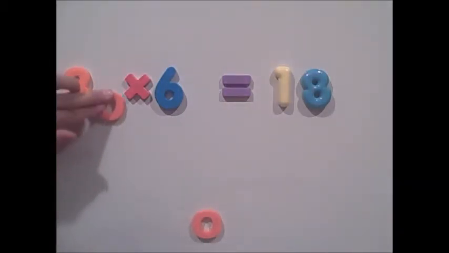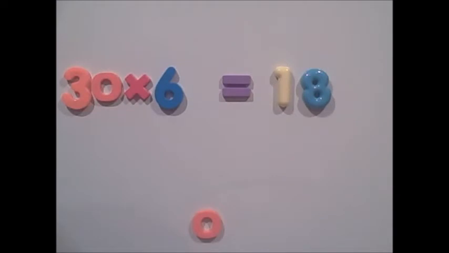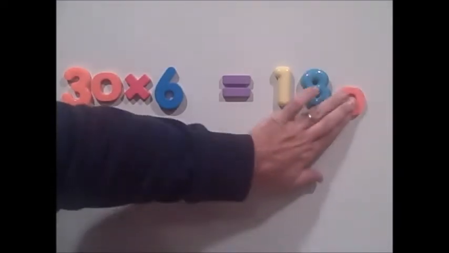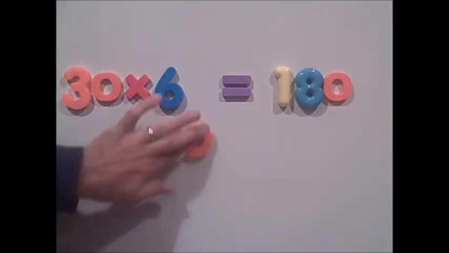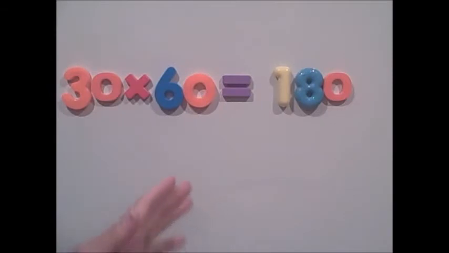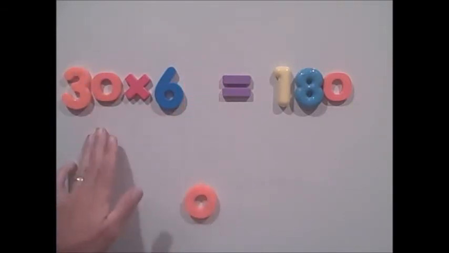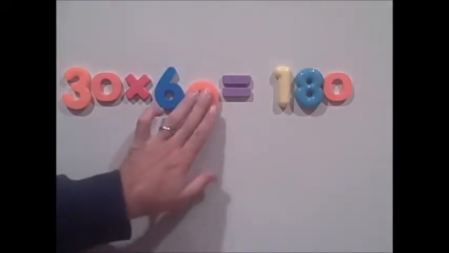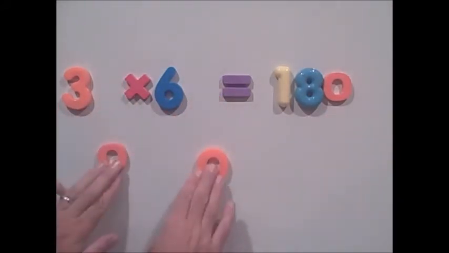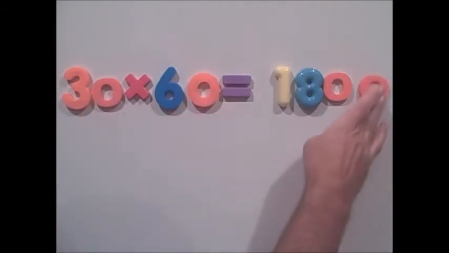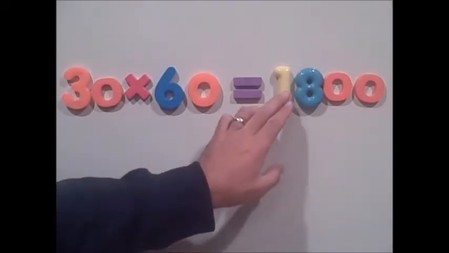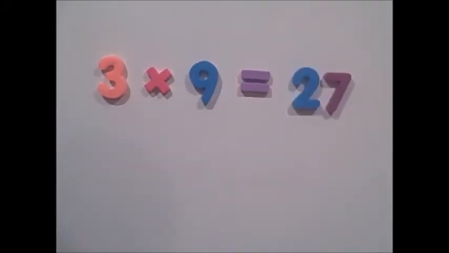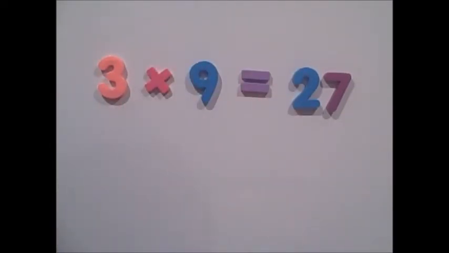If it was 30 times 6, that would be 6 groups of 30, which would be 180. However, it is 30 times 60. So, like before when we added 1 zero to make it 180, in this case, we have 2 zeros added to the basic fact. So we do the same thing on the other side of the equal sign, giving us an answer of 1,800.